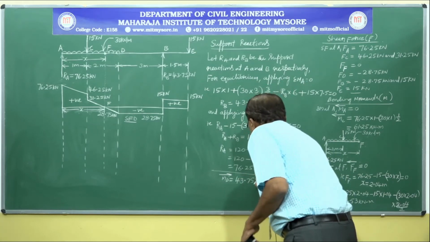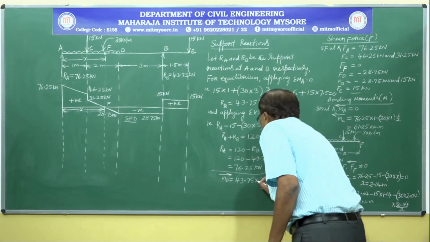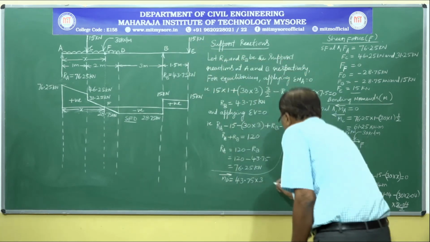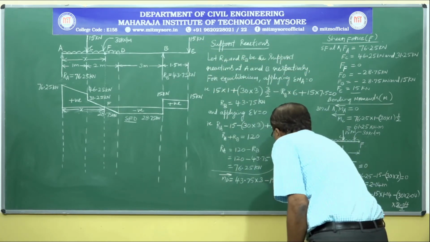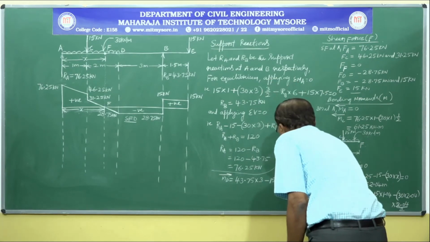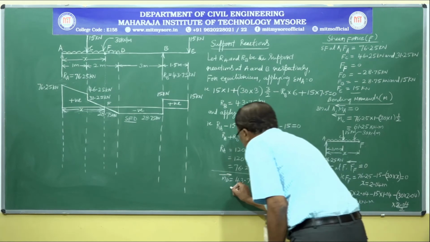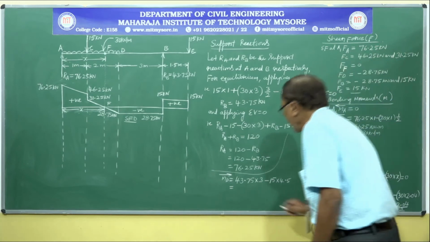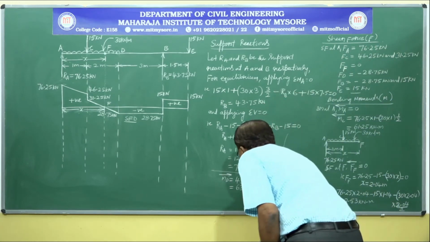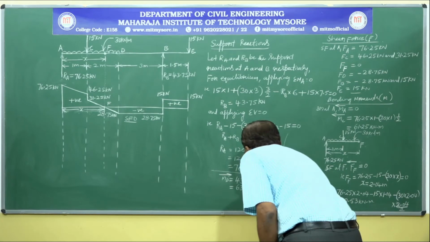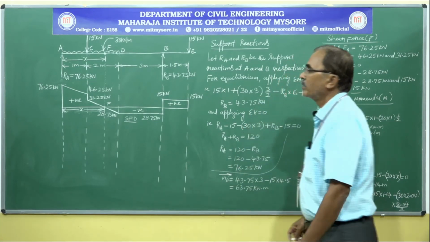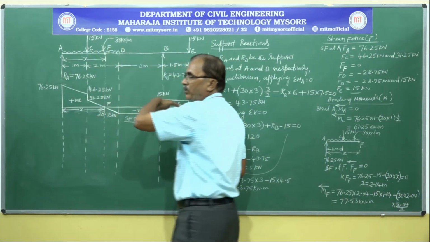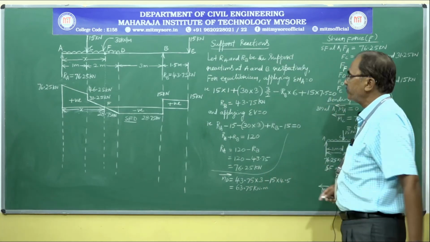43.75 into 3. Next, this 15 kilonewton will create a clockwise moment to the right of the point, minus 15 into 3 plus 1.5, it is 4.5. Solving will get 63.75 kilonewton meter. Even if we consider forces to the left of D also, we will get the same value. You can check for your clarification.